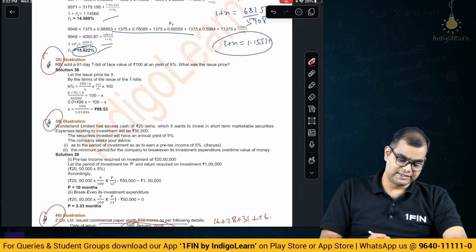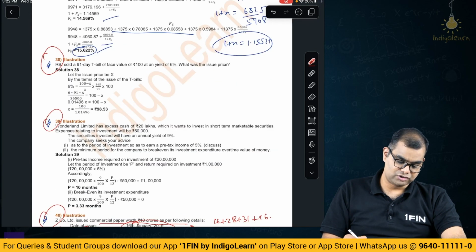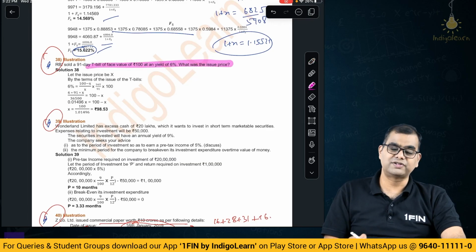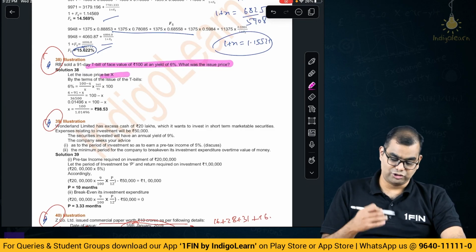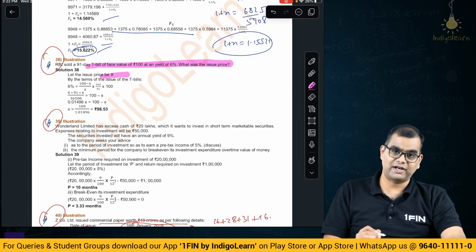Let us look at this next problem. RBI sold a 91-day T-bill at face value of 100 and yield of 6%. What was the issue price? So, let issue price be X. So, issued at X rupees, face value is 100, but the yield is 6% for 91 days.